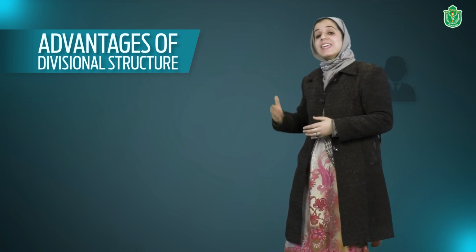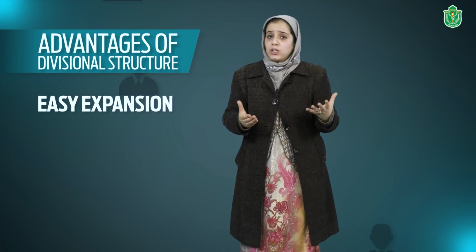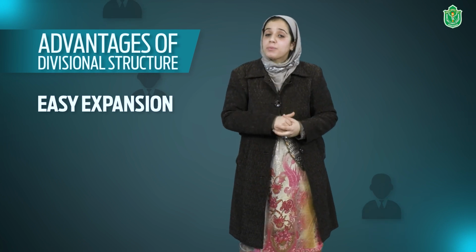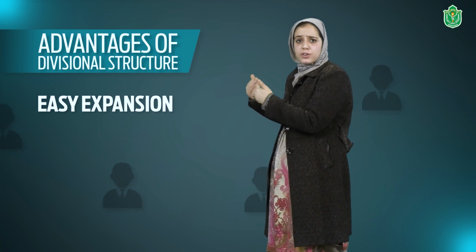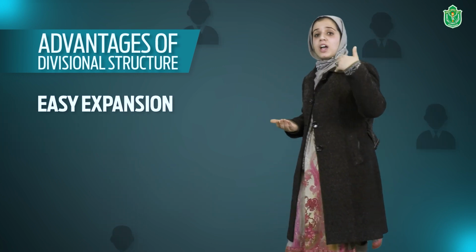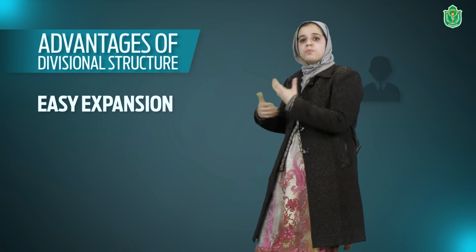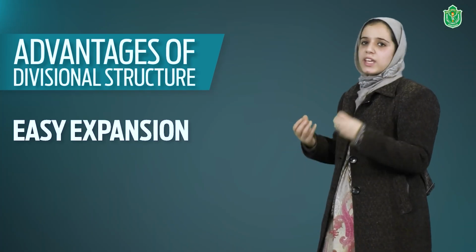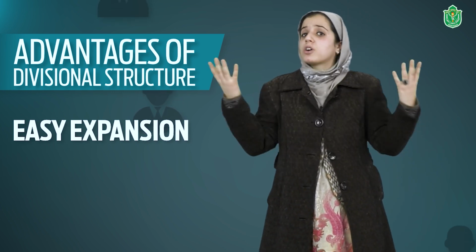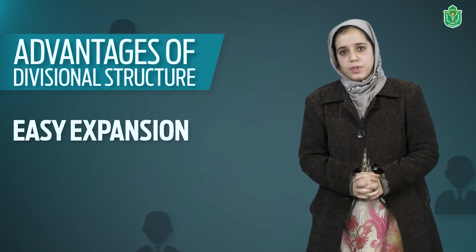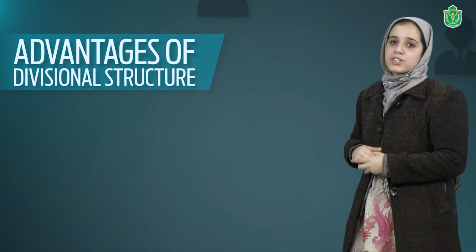Then, last, easy expansion. It becomes easy for the organization to add on more products, because here in divisional structure, the activities are divided on the basis of product lines. If any organization or company wants to expand, wants to add on more products, they can simply add one division without disturbing the work of all other divisions. So this was about the advantages of divisional structure.